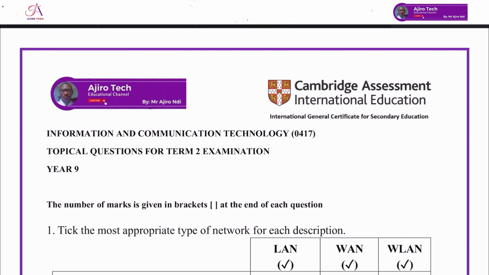Hello everyone, and today we're going to be looking at the topical questions for chapter 3, which is storage devices and media, and chapter 4, networks and the effect of using them.